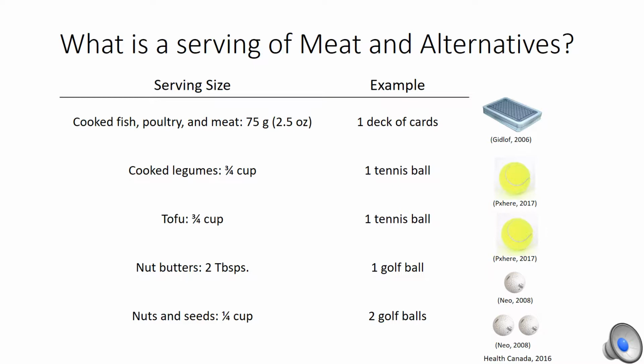For cooked fish, poultry, and meat, it is 75 grams or 2.5 ounces, approximately the size of a deck of cards. For cooked legumes, it is 3/4 of a cup or a tennis ball. The same thing goes for tofu, it is 3/4 of a cup or 1 tennis ball. For nut butters, such as peanut butter, it is approximately 2 tablespoons or 1 golf ball. For nuts and seeds, it is 1/4 cup, approximately 2 golf balls.